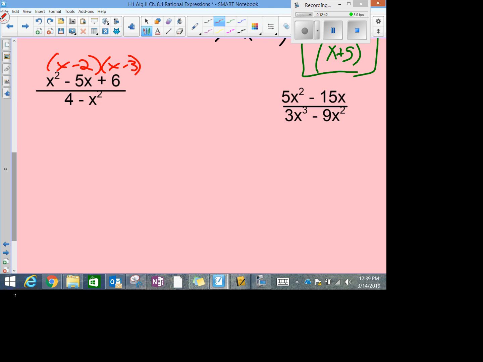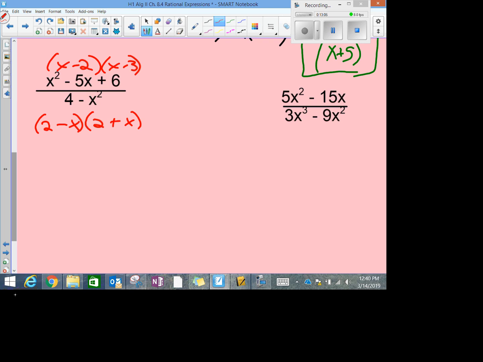4 minus x squared is what? A difference of squares, right? So again, you have to look at the order. So this is 4 minus x squared. The square root of 4 is 2, the square root of x squared is x. So this becomes 2 minus x, 2 plus x.